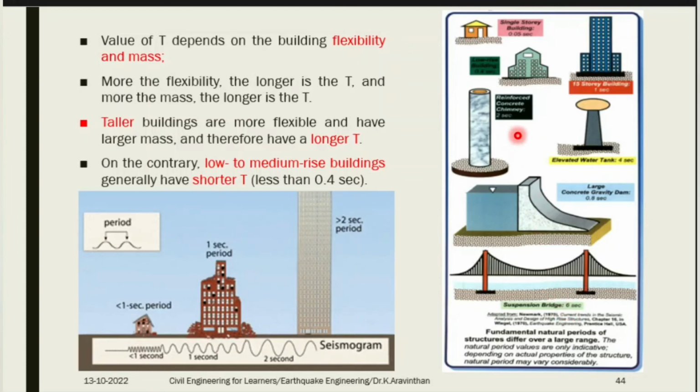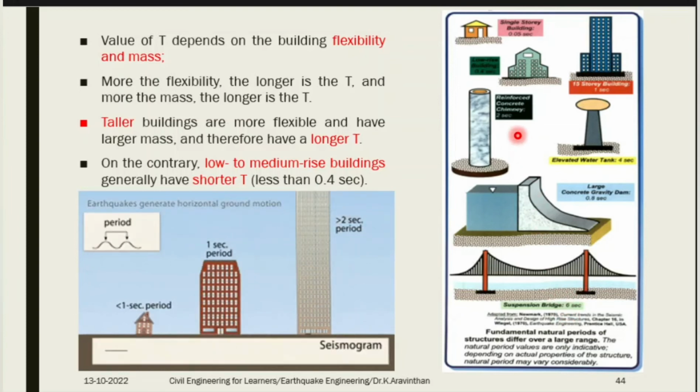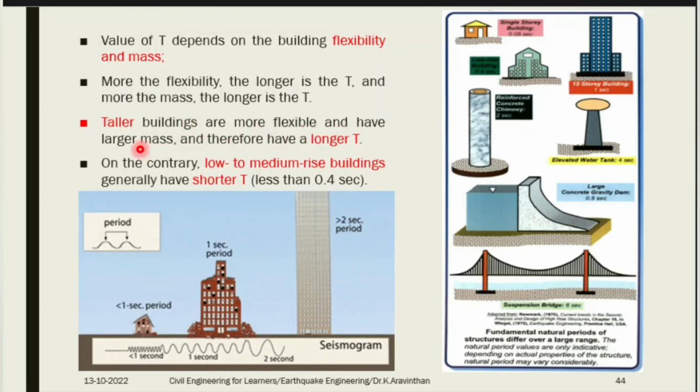And which is a stiff structure? G plus 1, which is very stiff. There is no flexibility in that. And taller buildings are more flexible and have longer periods and larger mass. If you are increasing the tallness of the structure, automatically what will get increased? Mass is going to get increased.